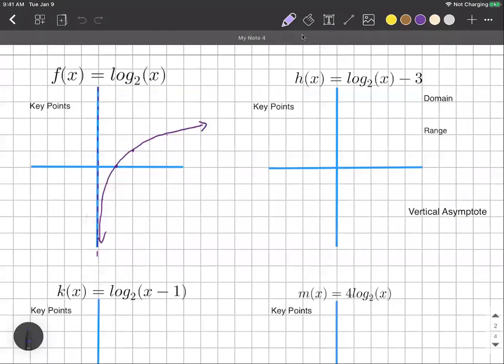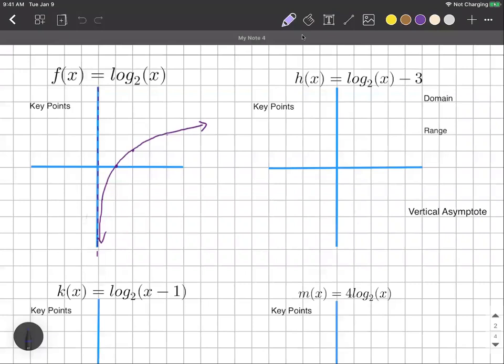All right, welcome back. In this video, our goal is going to be graphing logarithmic functions by using transformations. We're only going to cover basic transformations, single transformations for each one of these in this video, but we're going to get very good graphs. We're also going to identify their domains, ranges, and vertical asymptotes.